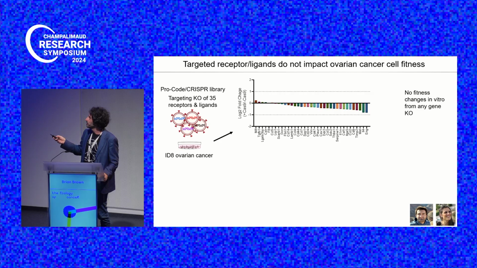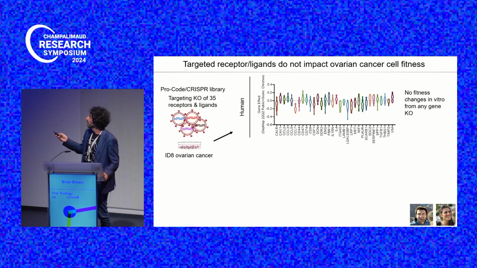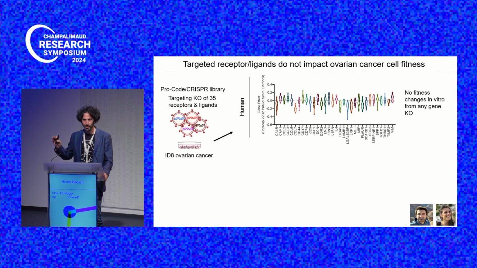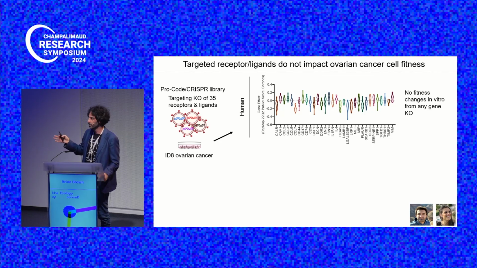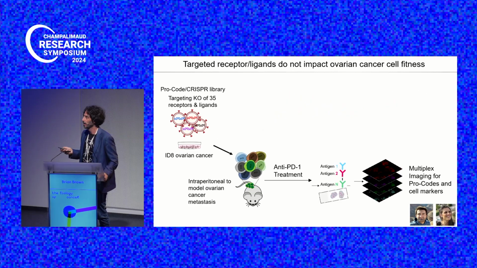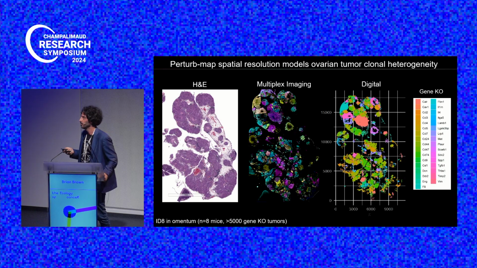None of these genes, when we knock them out, do anything to the cancer cells in vitro in either mouse or human cells. This is DepMap data. This is 17 different human ovarian cancer lines. You knock out any of these genes, and they don't do anything in terms of fitness to the cells. And that's not surprising, because many of them are secreted factors. So we asked, will they do anything in vivo and in response to anti-PD-1?